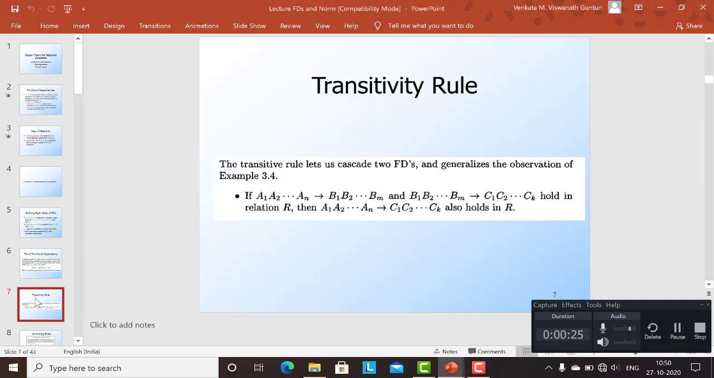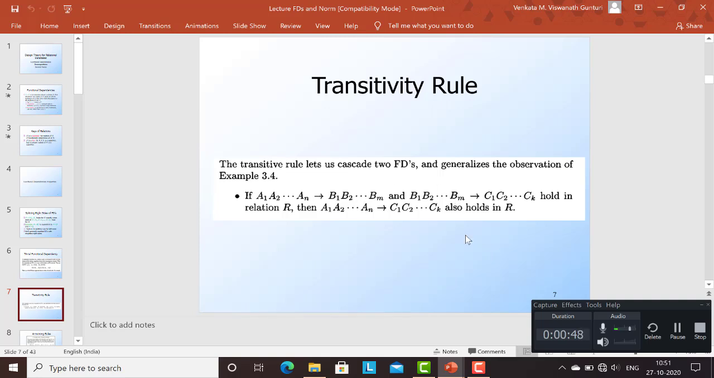Forward. Transitivity rule. I think you must have studied this in your discrete math also. Let's say there is a relation where the following two functional dependencies hold. You have a set of A's here, which implies B1, B2, Bm, and then B1, B2, Bm also implies C1, C2 to Ck.